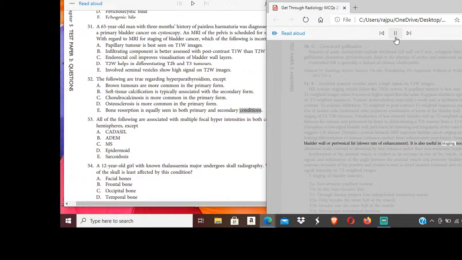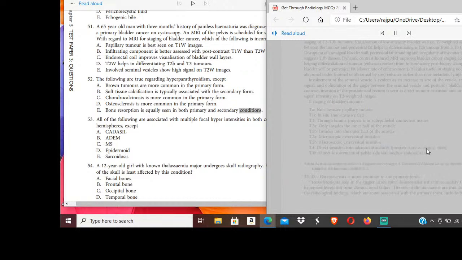It is also useful in staging nodes, because abnormal nodes, normal or abnormal by size, enhance earlier than non-metastatic lymph nodes. Involvement of the seminal vesicle is evident as an increase in size of the vesicle, reduced T2 signal, and obliteration of the angle between the seminal vesicle and posterior bladder wall. In contrast, invasion of the prostate and rectum is seen as direct tumor extension, and an increase in signal intensity on T2 weighted images. T staging of bladder tumors.